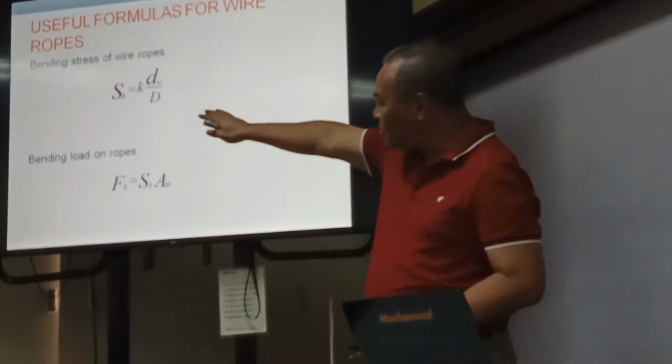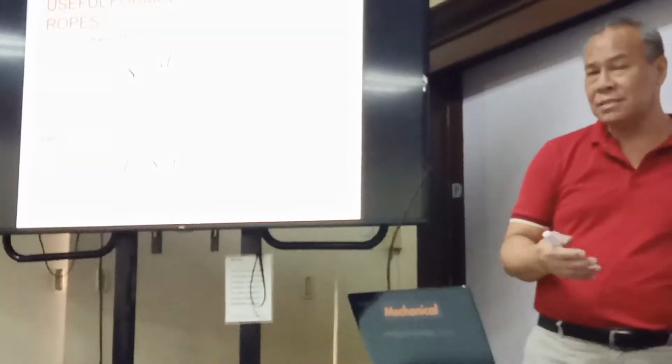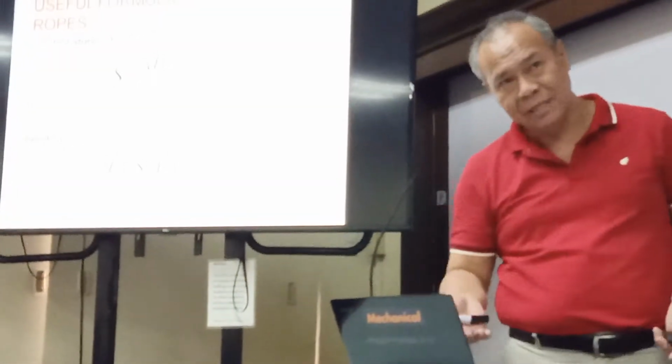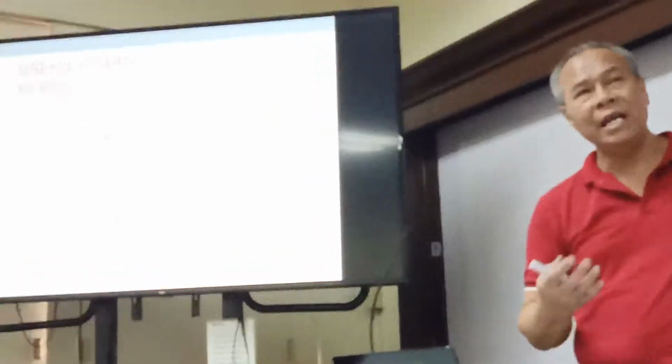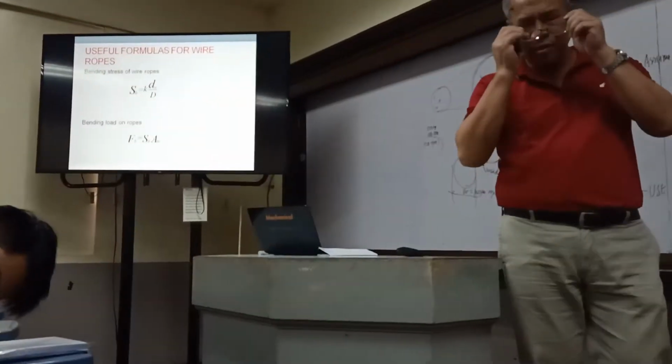But how do we now consider that? Paano natin malalaman kung ang dinidesign natin ay para sa 6 by 7, o 8 by 19, o 6 by 37? So we are now dependent upon the textbook. In your textbook, there's a given table for that.